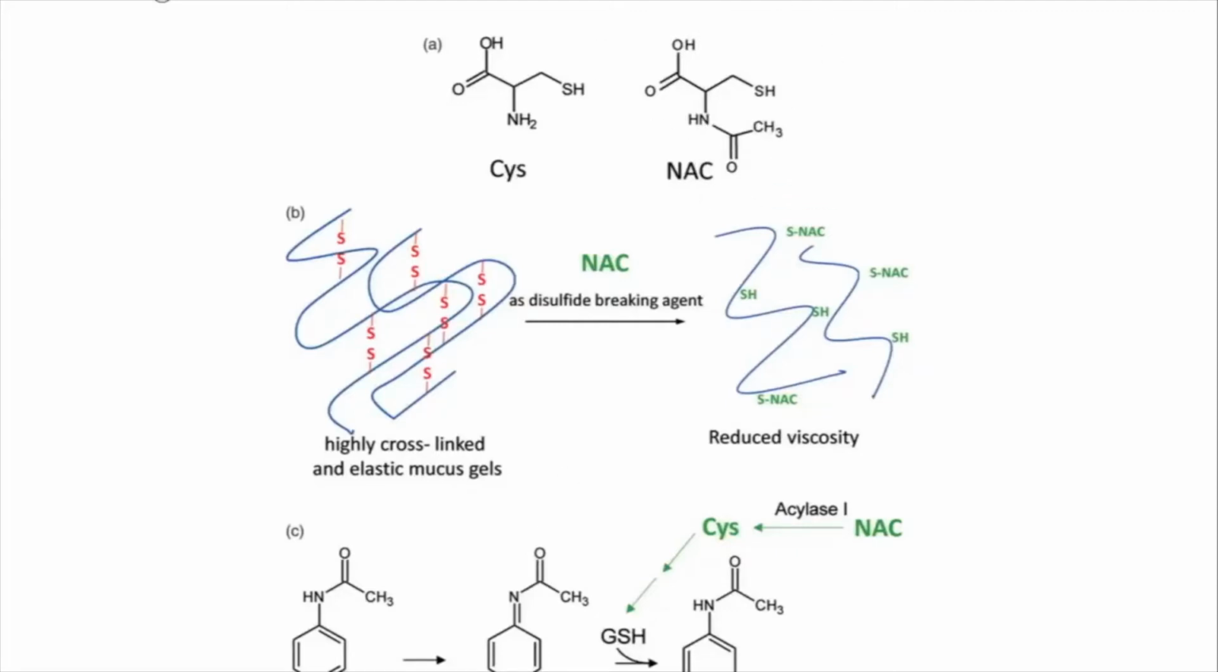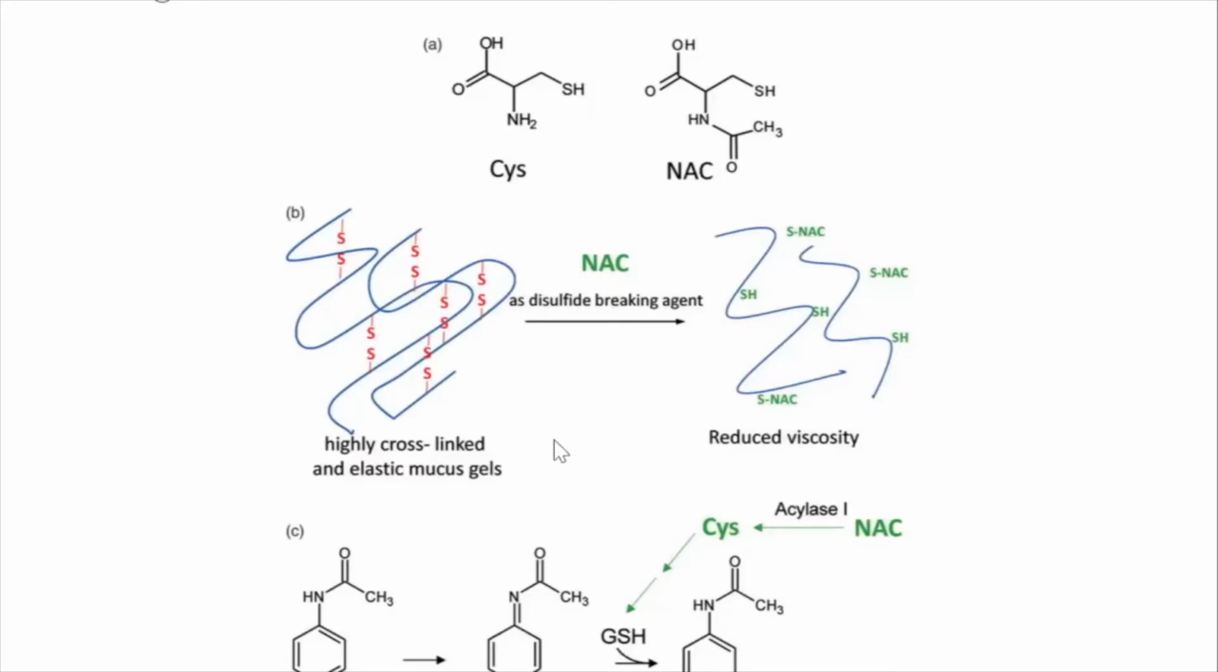That's why it's known as N-acetylcysteine. And as you can see here very clearly, NAC will break up these disulfide bonds and put hydrogens on them in the reduced state so that these strands will no longer be connected. So these highly cross-linked and elastic mucus gels get broken up and you get reduced viscosity. And that's exactly how NAC used to be used. It used to be inhaled for people who wanted to cough up sputum that was thick.